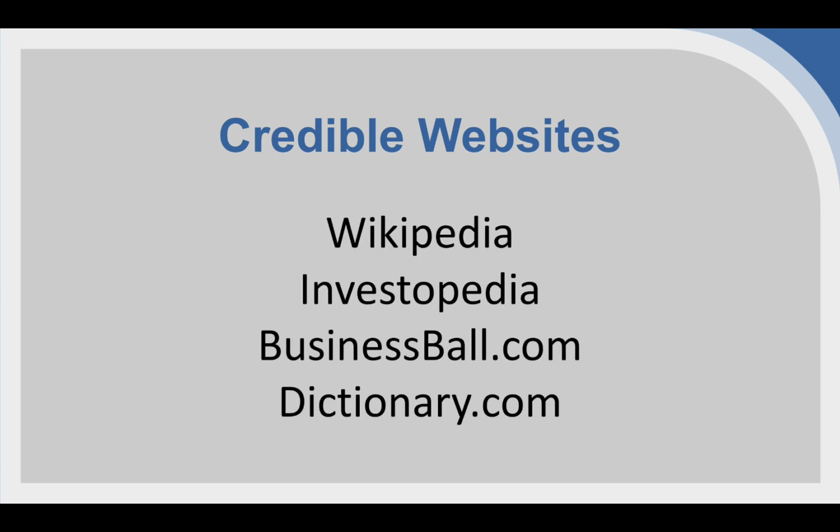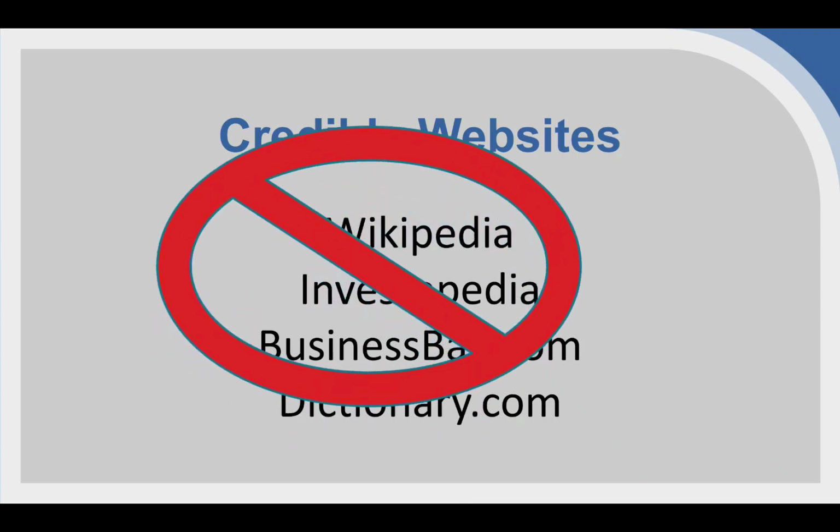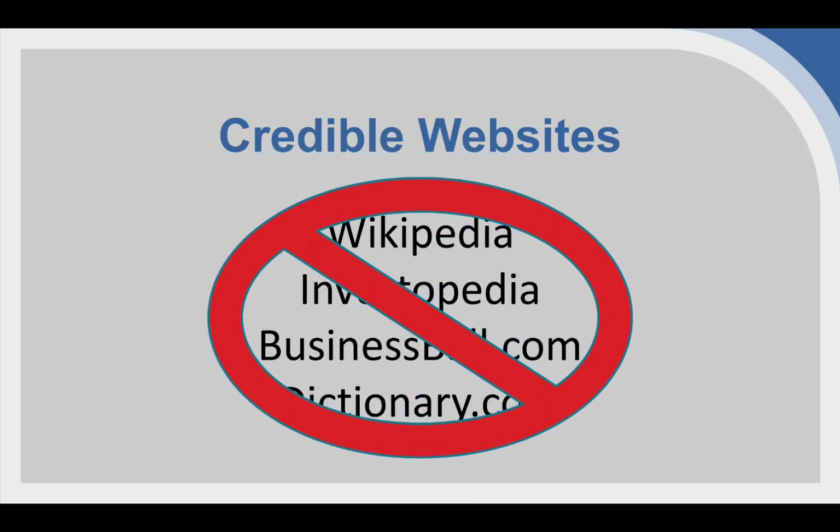So credible websites. There are quite a few here. So these are not credible websites: Wikipedia, Investopedia, businessballs.com, dictionary.com. Please do not use them. Some of them should be obvious. Wikipedia, I genuinely like. I think it's a fantastic project for human knowledge.